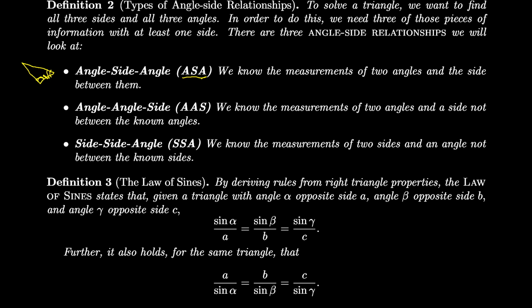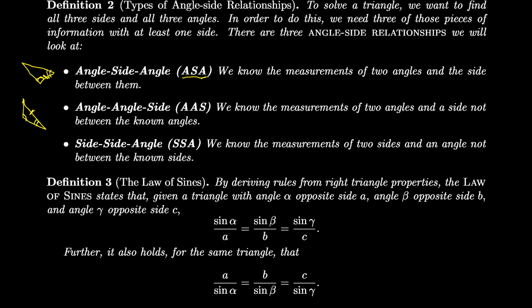The next one is angle-angle-side, AAS. We know the measurements of two angles and a side not between the known angles. So for example, if I had this triangle right here, and I knew, say, this angle, and this side, that would be angle, side.